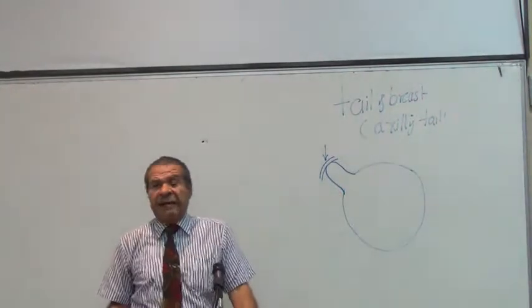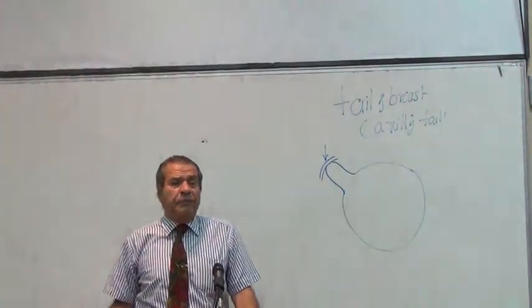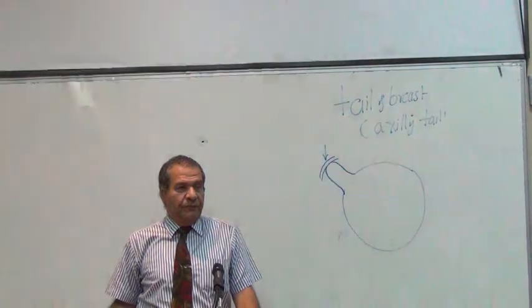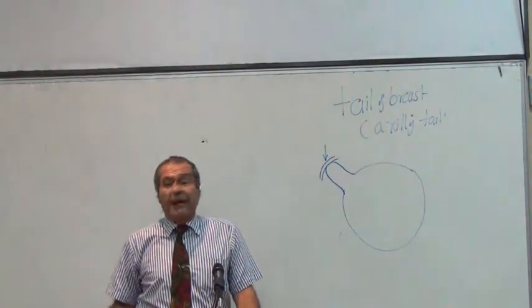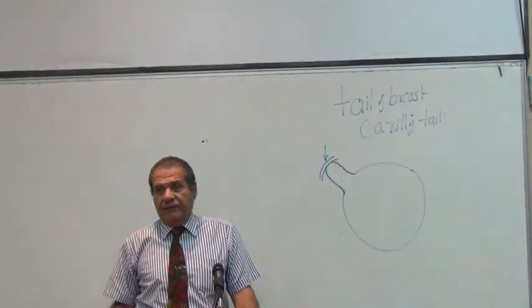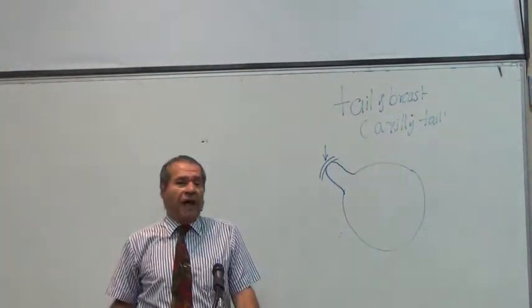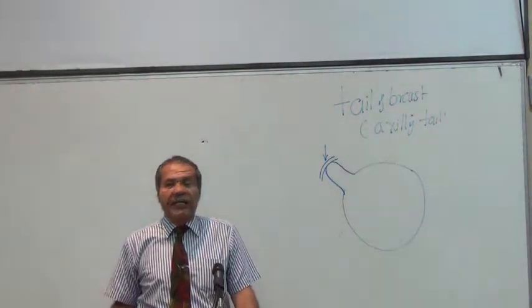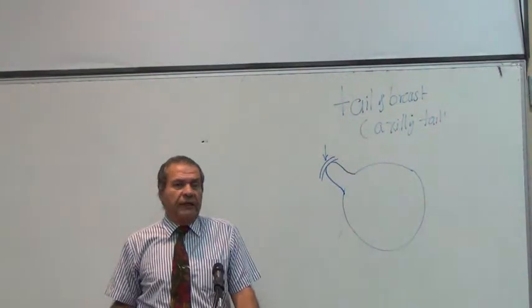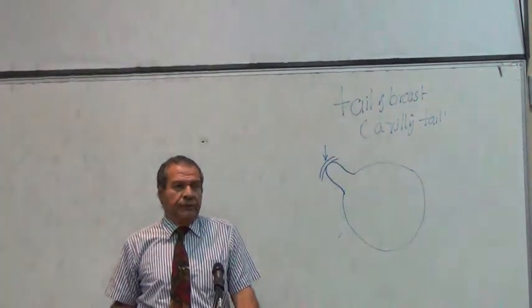This is called the axillary tail. This axillary tail can be palpable and can be seen, and it becomes a mass, especially in the pre-menstrual period.